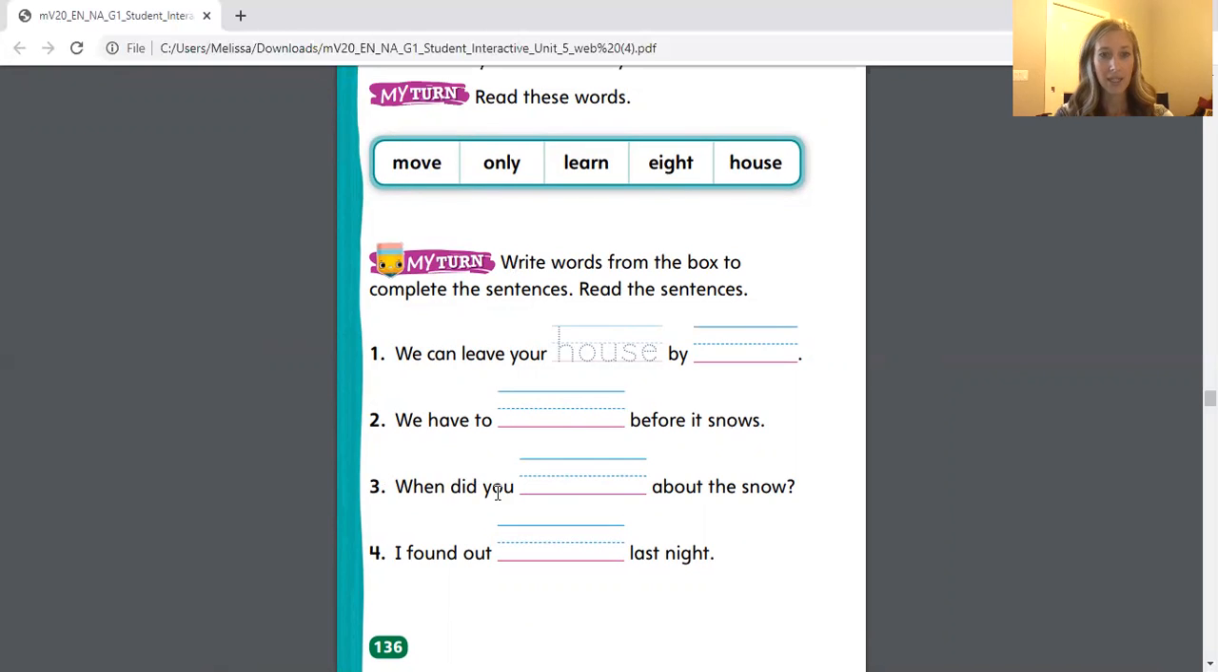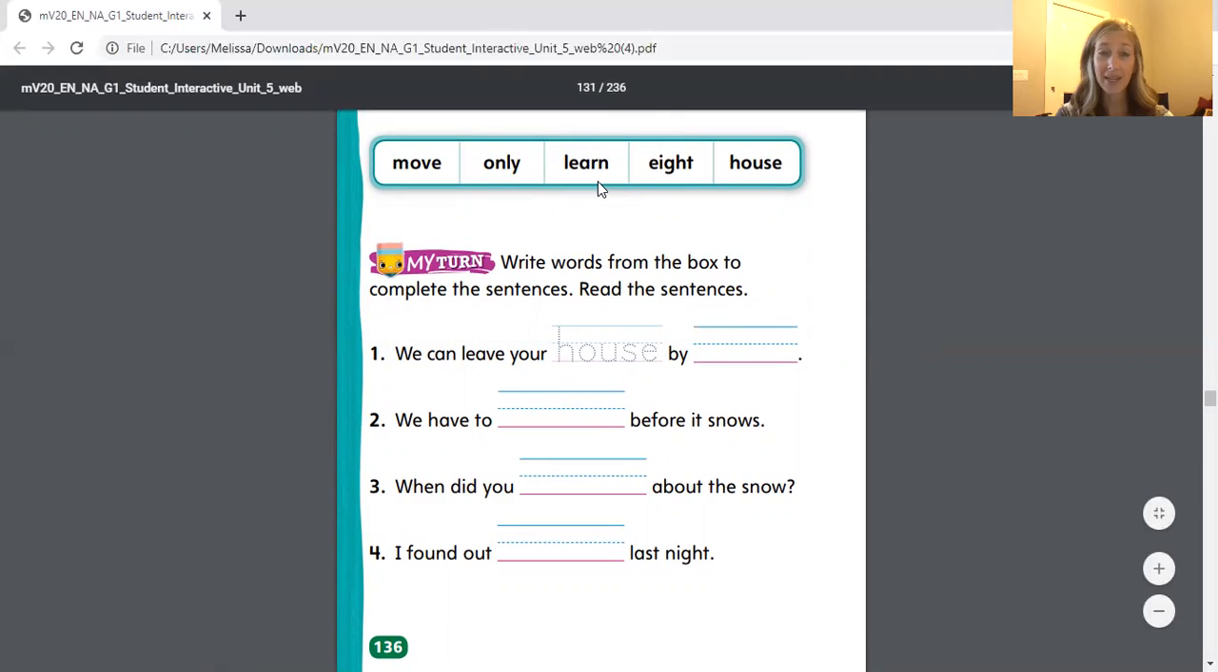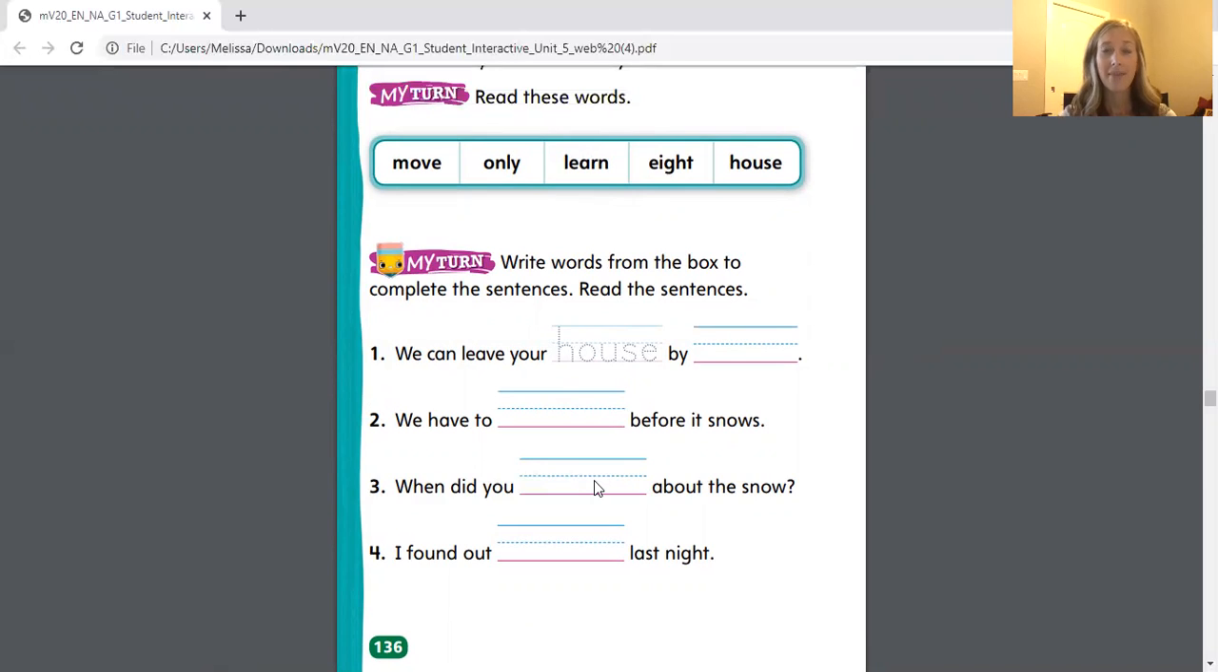Number 3, when did you blank about the snow? What makes the most sense, you guys? When did you only about the snow, or when did you learn about the snow? When did you learn about the snow? Write the word learn for number 3, circle it or cross it out. And so when we say when did you learn about the snow, that means when did you find out about the snow? Number 4, I found out blank last night.